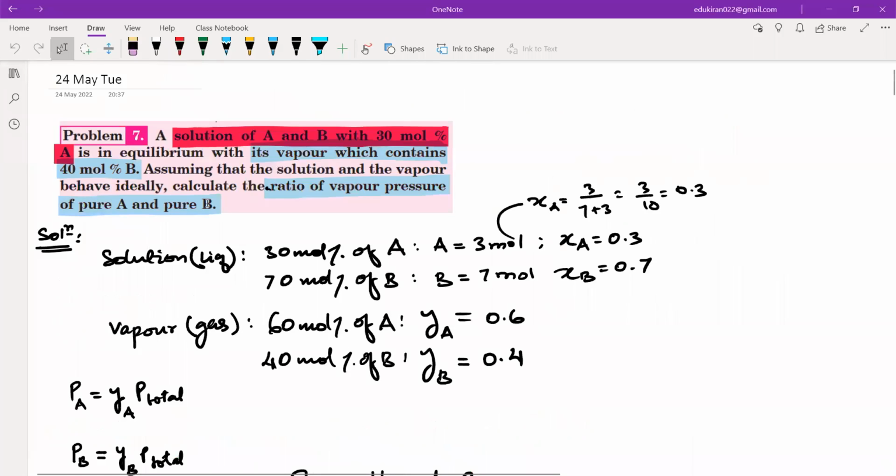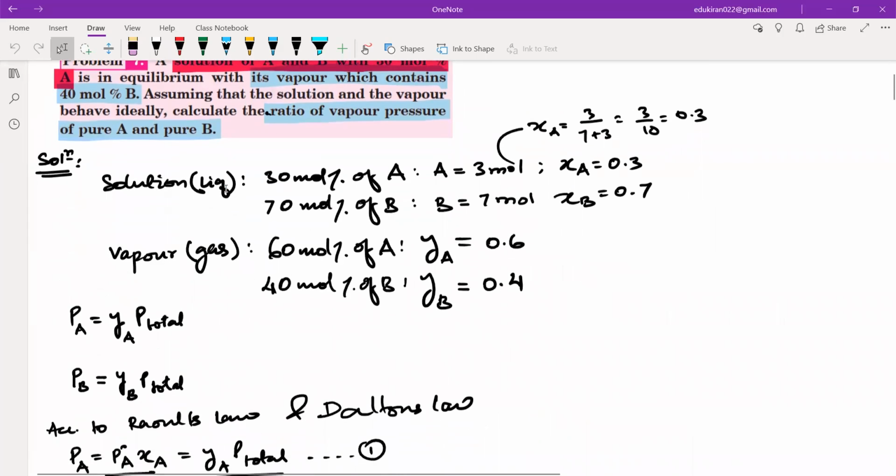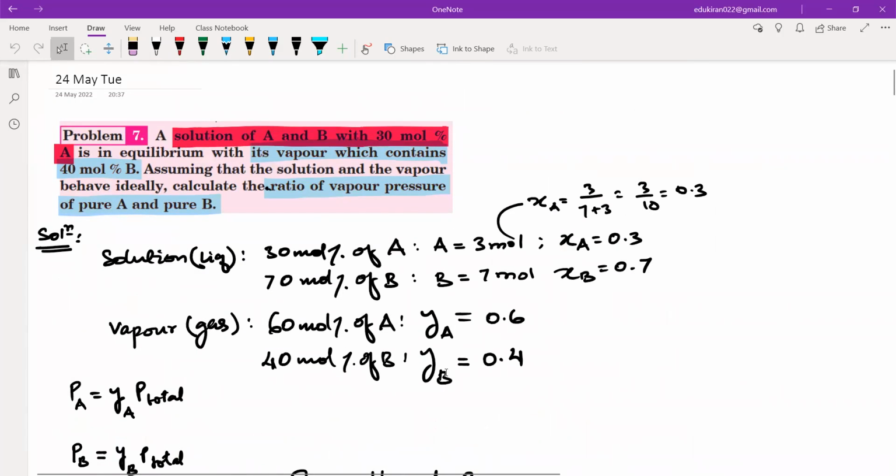In the last class, we started with one problem. Simple problem. Let me discuss that with you. Can you read this problem for me? A solution of A and B with 30 mole percent A is in equilibrium with its vapor which contains 40 mole percent B. Assuming that the solution and the vapor behave ideally, calculate the ratio of vapor pressure of pure A and pure B.